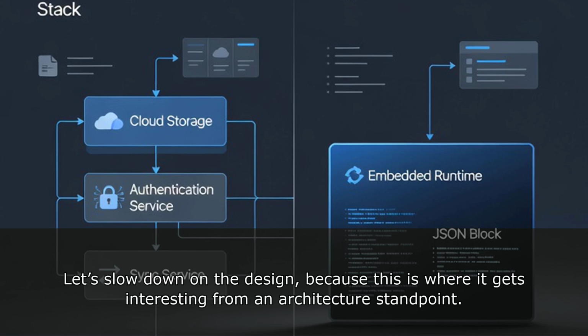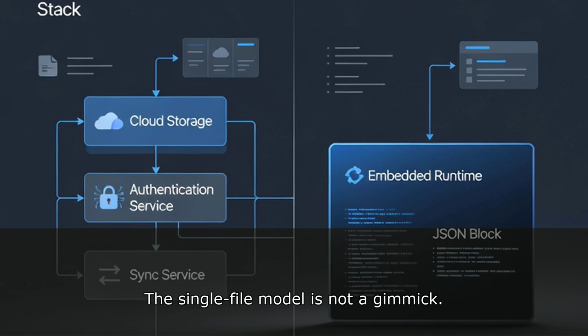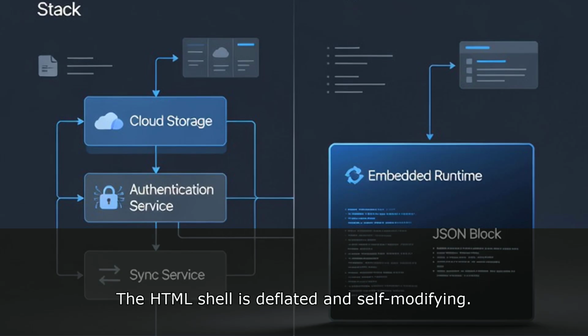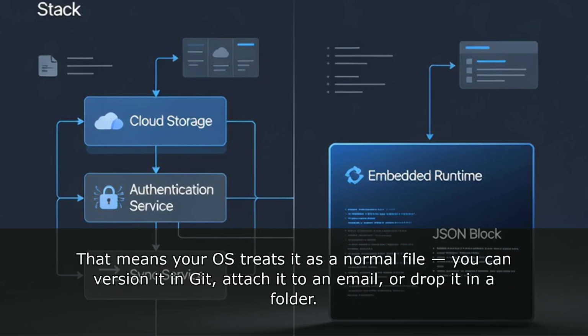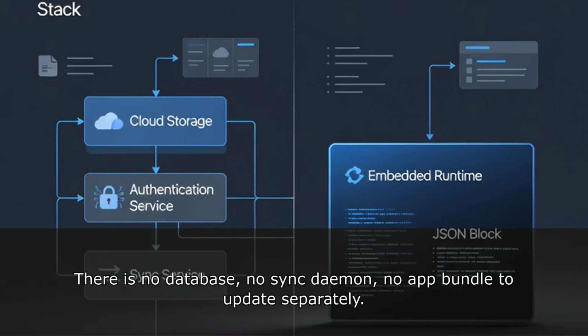Let's slow down on the design because this is where it gets interesting from an architecture standpoint. The single file model is not a gimmick. The HTML shell is deflated and self-modifying. When you save, the file rewrites itself in place, keeping the same file system access handle. That means your OS treats it as a normal file. You can version it in Git, attach it to an email, or drop it in a folder. There is no database, no sync daemon, no app bundle to update separately.